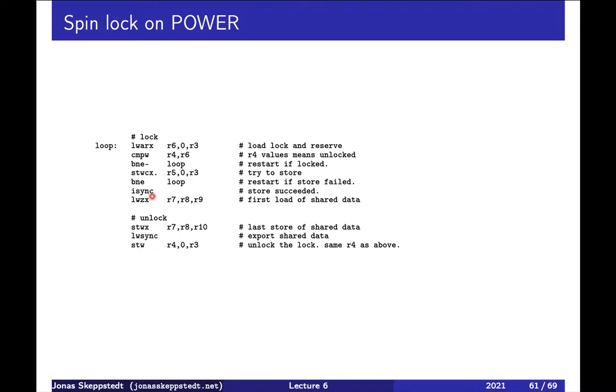If we succeeded, then we do an isync and then perform the first load of the shared data after taking the spin lock. When we unlock, the last thing we do before unlocking is probably a store to some shared data, and then we do this lightweight sync, and after that we write the bit pattern to tell the others that this spin lock is now unlocked.